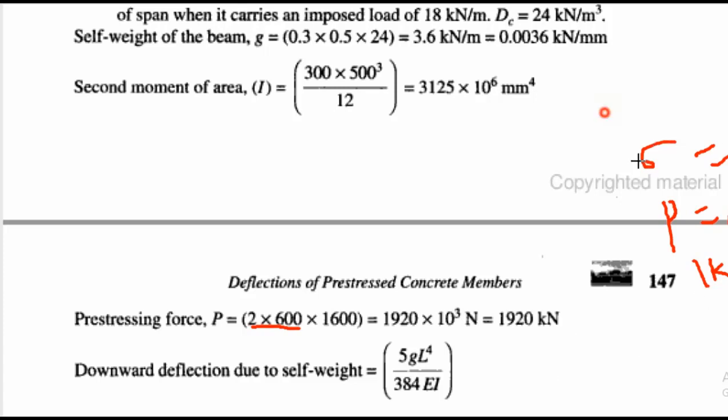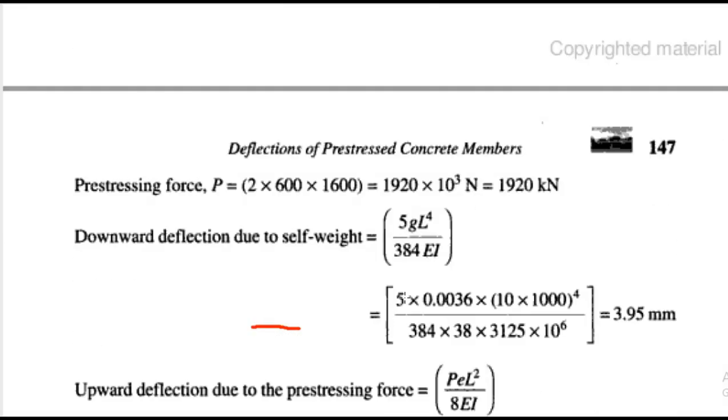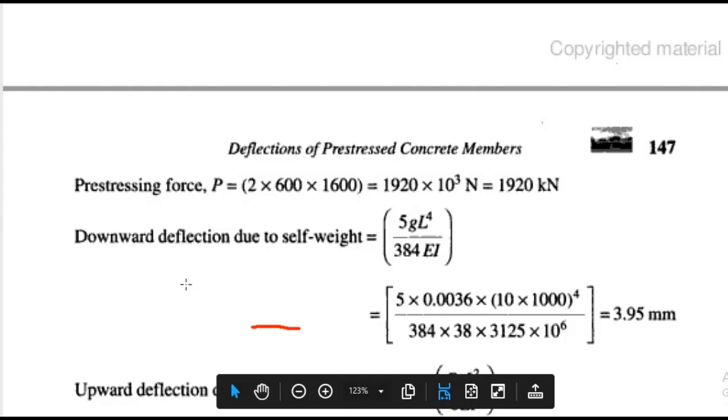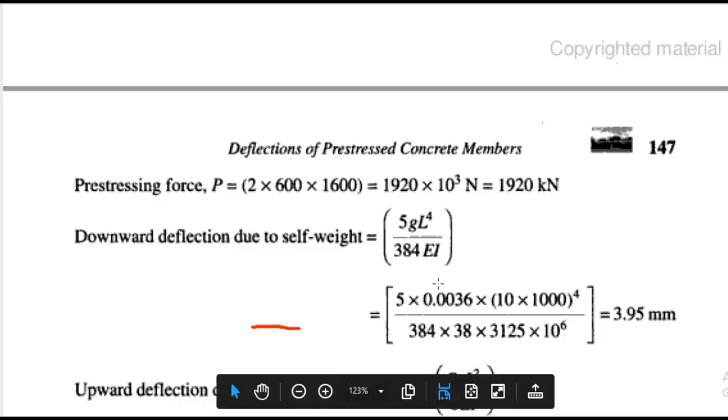Next, we have to calculate the downward deflection as well as the upward deflection due to the self-weight as well as the imposed load acting on the beam. Downward deflection due to self-weight of the beam equals 5gL^4 divided by 384EI, where g is the self-weight of the beam.